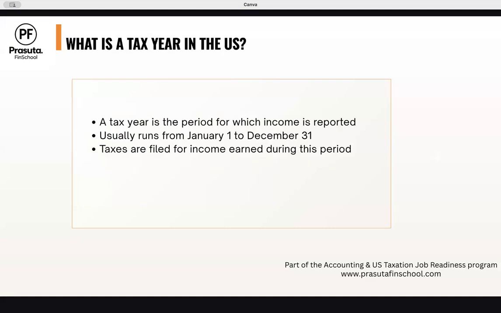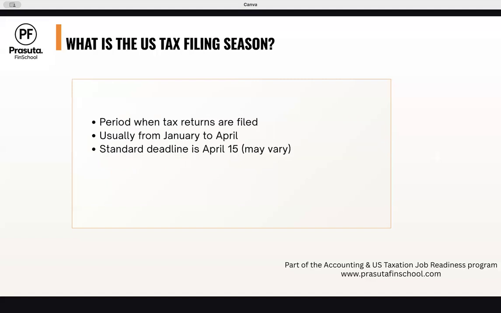So what is a tax year in the US? A tax year is the period for which income is reported. It usually runs from January 1st to December 31st, and taxes are filed for income earned during this particular period. Then what is the US tax filing season? The period when tax returns are filed is called the US tax filing season, and it usually starts from January and goes on till April. The standard deadline is April 15. It may vary year to year.